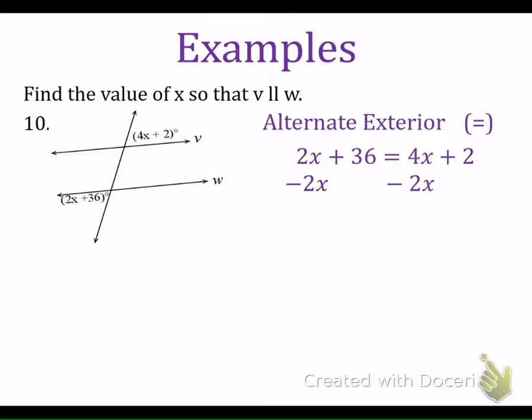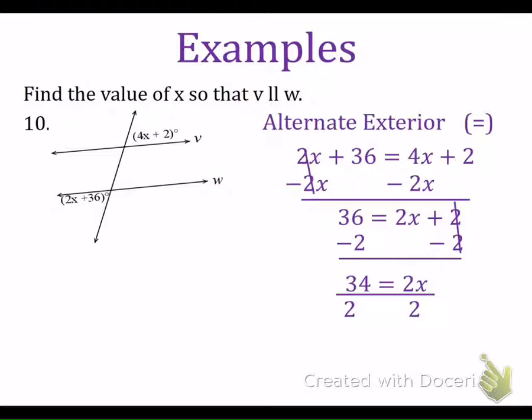So we need to get the x's together. Then subtract the 2, then divide by the 2. You get 17. Now, if it said what is the value of those angles, then you'd plug it back in. But we're just looking for the value of x.